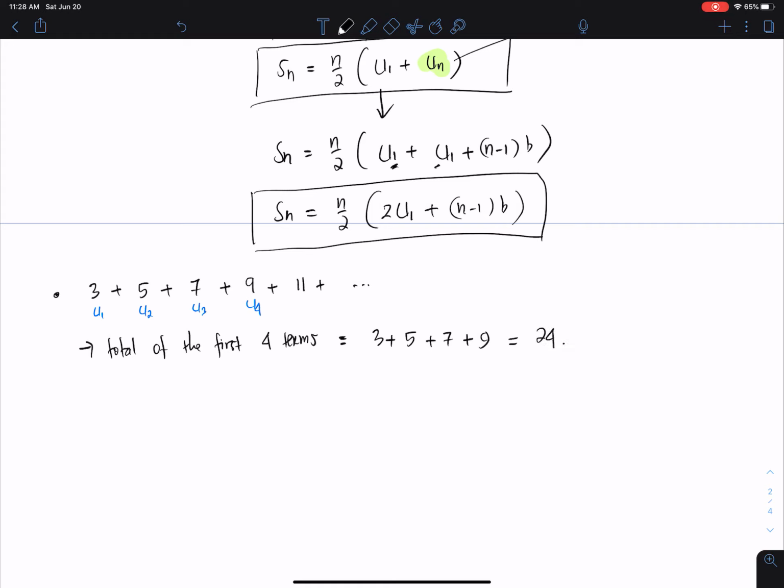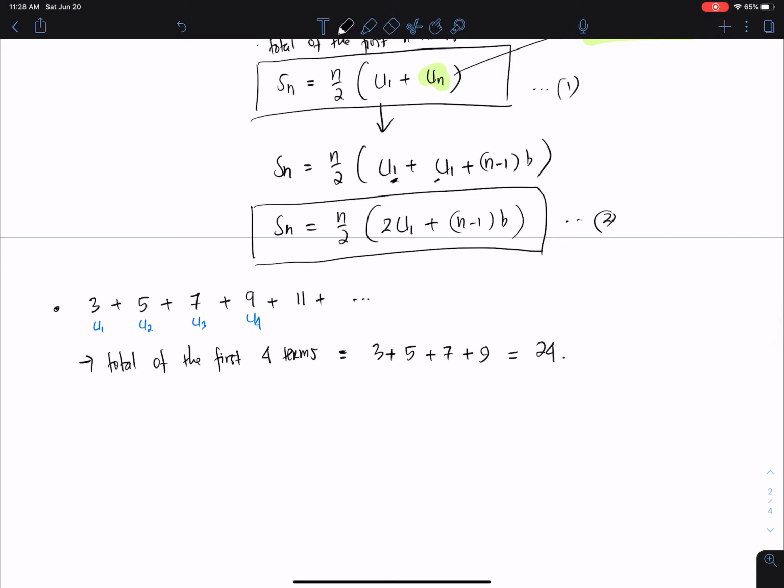So we can check with the formula. We try to make use of the first formula first, or we can check with the second formula. They should give us the same answers.